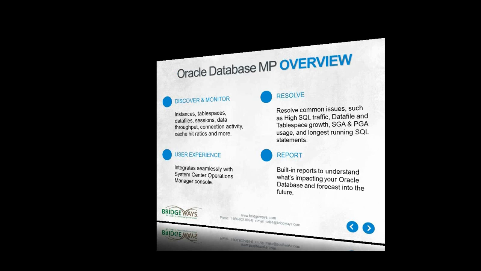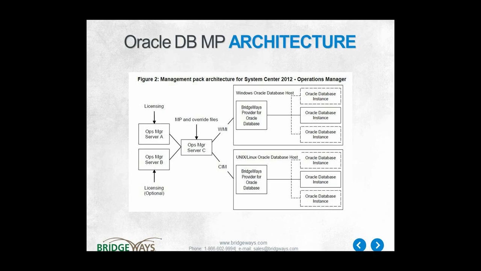The architecture of the Oracle Management Pack is fairly straightforward. You install the Management Pack within your Operations Manager, just like you would any other Management Pack. You import it in. You set up your various credentials to communicate with the Oracle database server. On the Oracle database server, whether it's running Windows, Unix, or Linux, you install a provider, a Bridgeways provider, and that provider, basically using OCI, communicates with the Oracle database instance and gathers the performance and health metrics from each instance on the server. This is rather seamless, and again, you just set up the credentials and it works.